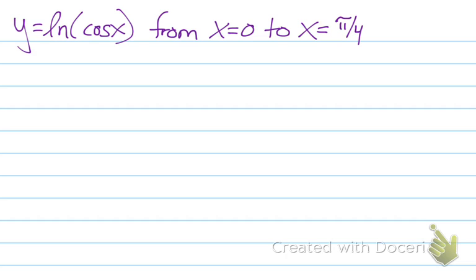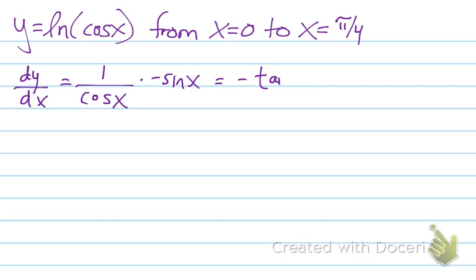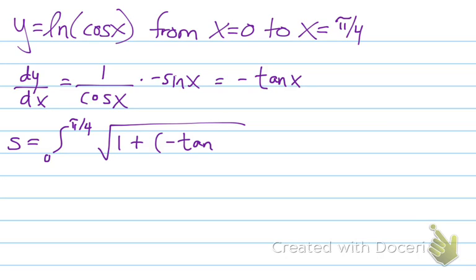So if I have to find dy dx, the derivative of ln of cosine x is 1 over cosine x times the derivative of cosine x, which is negative sine of x. If you simplify that, you get negative tangent of x. So when I plug that into my formula for arc length, I get s equals the integral from 0 to pi over 4 of the square root of 1 plus negative tangent x squared, dx.